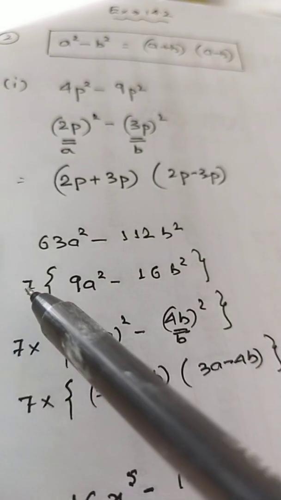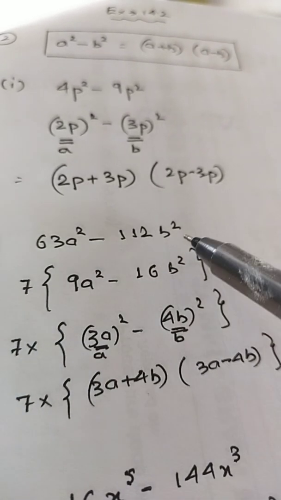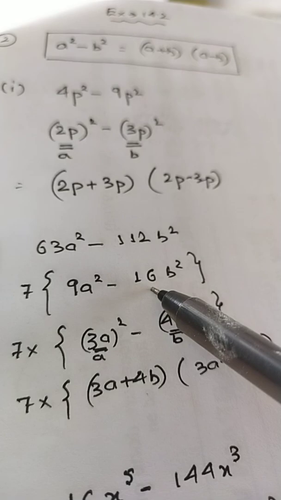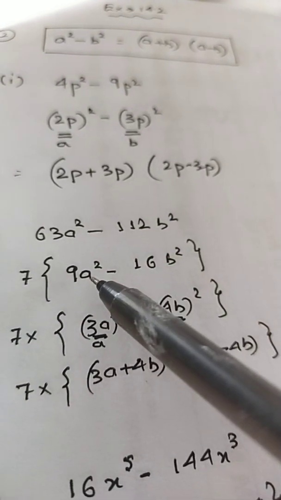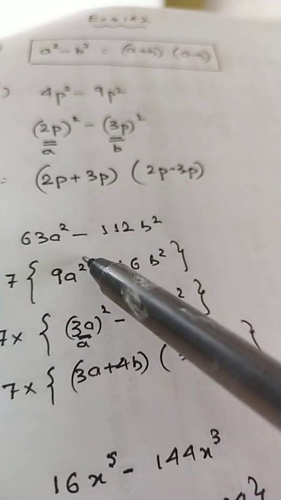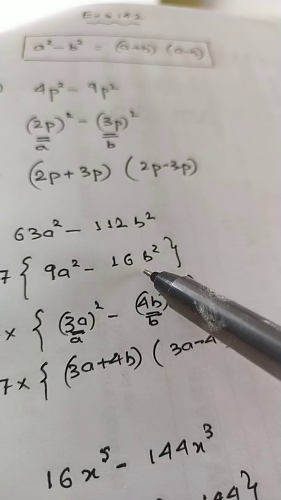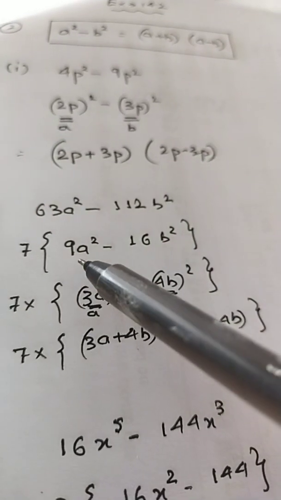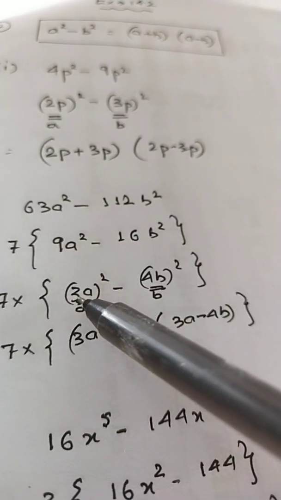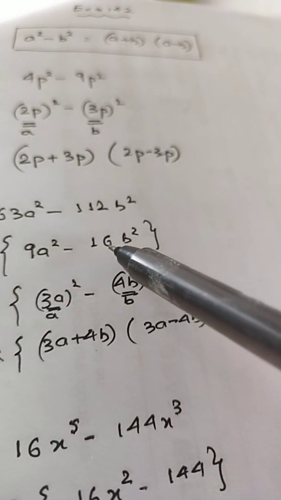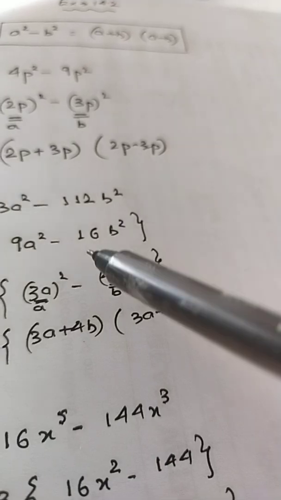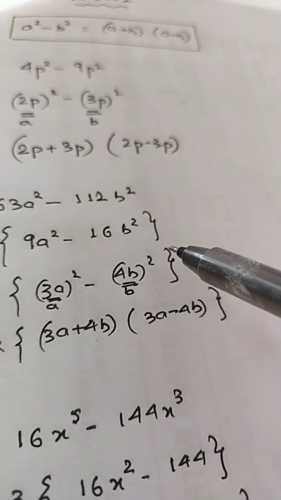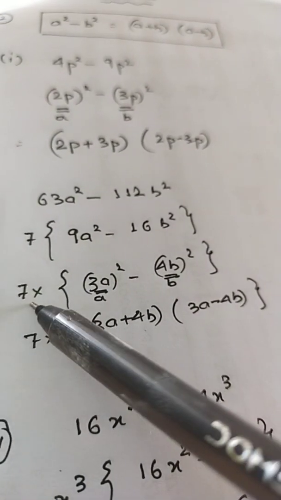Fine. Now, once you have taken common, inside the bracket we have 9a square minus 16b square. Now we can convert this 9a square into the whole square form, and we can convert this 16b square into the whole square form also. Now how to write this 9a square? We can write 3a whole square, and 16b square is 4b whole square. Fine, and we'll keep this 7 intact.